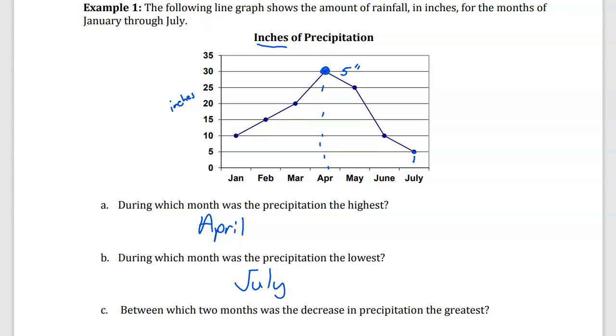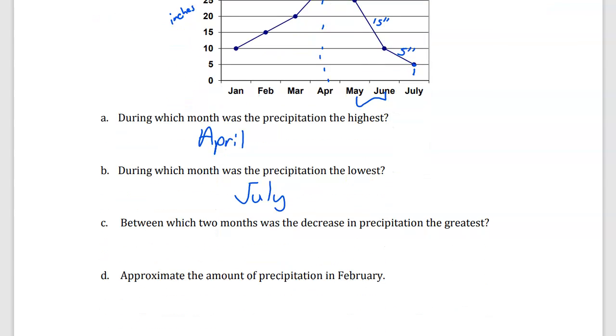Between May and June, we had a 5, 10, 15-inch decrease. And between June and July, we had a 5-inch decrease. So between what 2 months did it decrease the most? And that would be between May and June. So it's asking which 2 months did it decrease the greatest, and that would be between May and June.